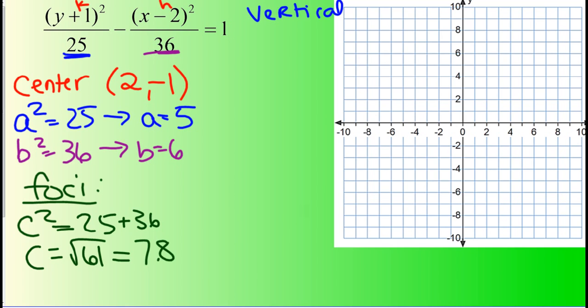Okay, go ahead and graph. You start graphing what you have. I have a center at 2, -1. These graphs drive me nuts because that -1 doesn't actually show up. 2, -1, and I label it as I should.